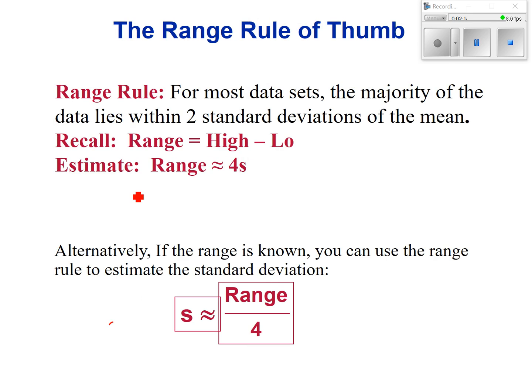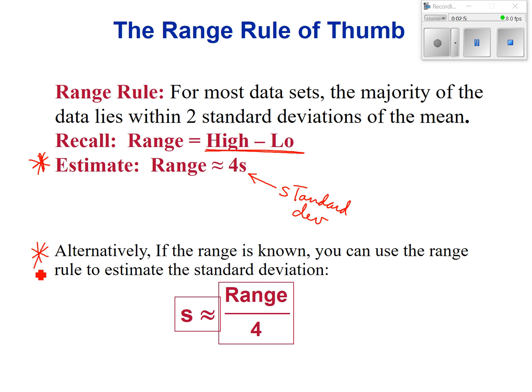So the range rule of thumb works for most data sets. The majority of the data lies within 2 standard deviations of the mean. Recall that the range is always the high minus the low. To estimate the range, if we already know the standard deviation, we can estimate the range by taking 4 times S.